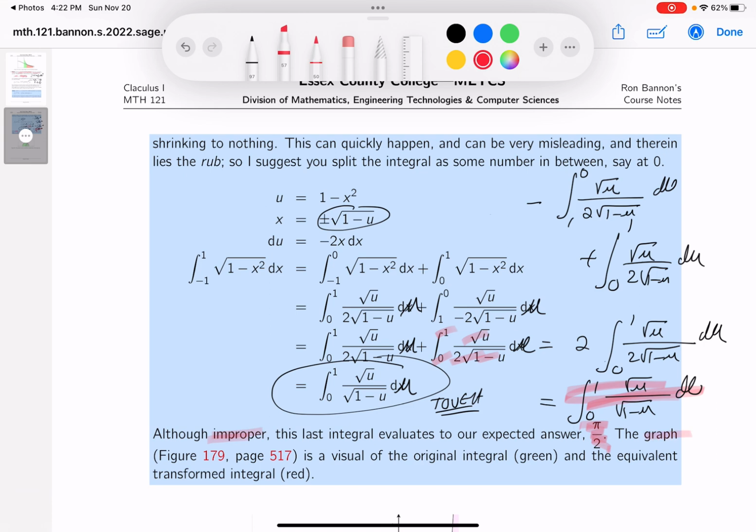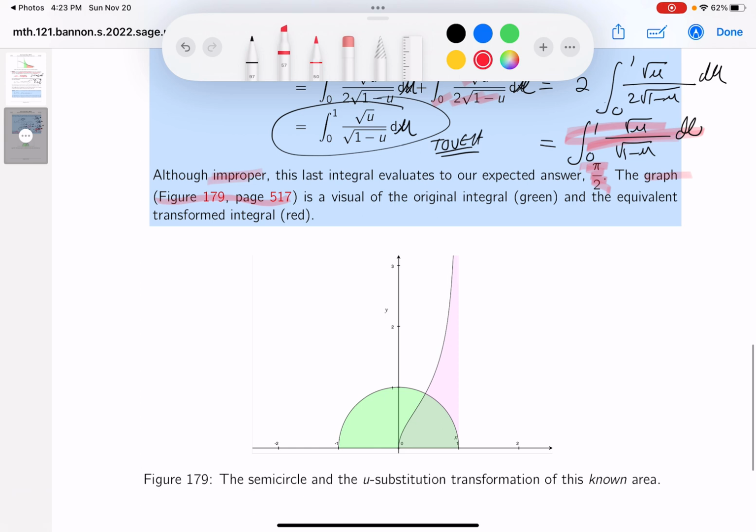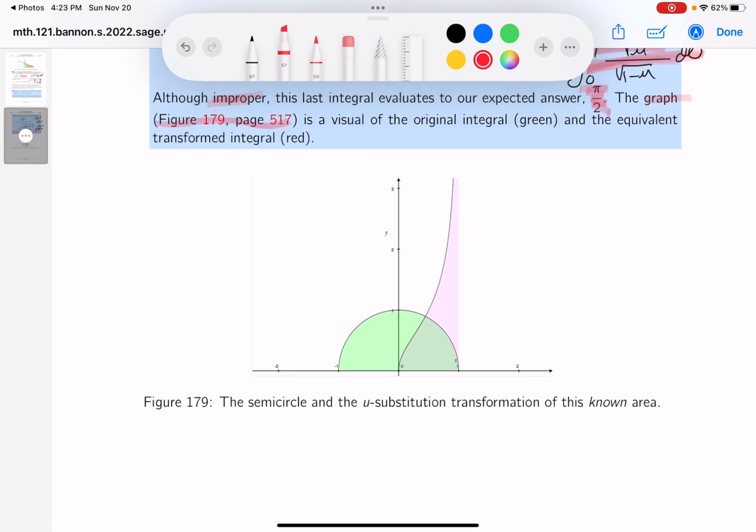Now, by the way, I put a graph down for you. It's figure 179 on page 517. It's a visual. Let's take a look at it. And what do we have? The green area, that's the semicircle. That area is pi over 2. And then we got this reddish area over here. And this also is, although improper, that integration 0 to 1 root u over the root of 1 minus 2 du. It still integrates to pi over 2.